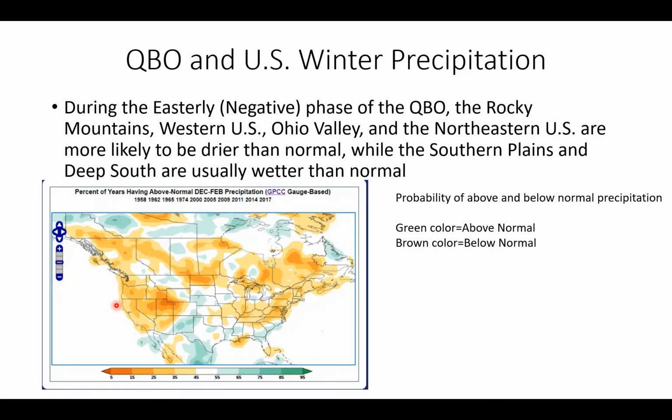What about the QBO and U.S. winter precipitation? During the easterly negative phase of the QBO, the Rocky Mountains, the western U.S. in general, the Ohio Valley, and the northeastern U.S., all the way down to the mid-Atlantic to Virginia, have a higher probability of being drier than normal. While the southern plains, right in this area, and the Deep South are usually wetter than normal in the easterly phase of the QBO in the winter season.